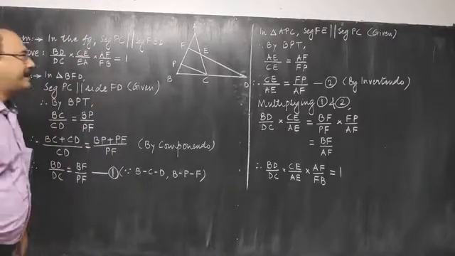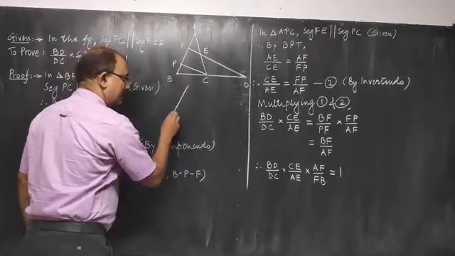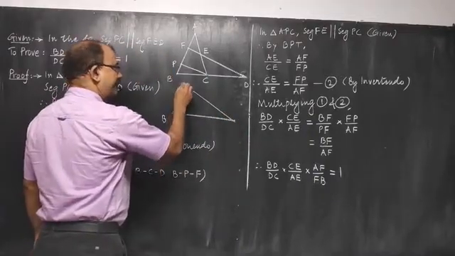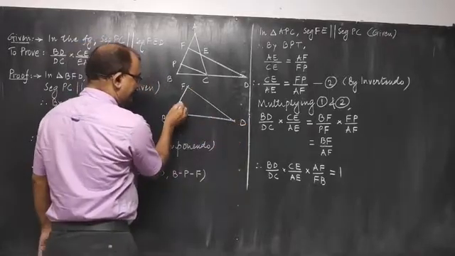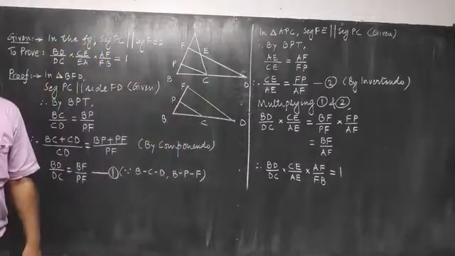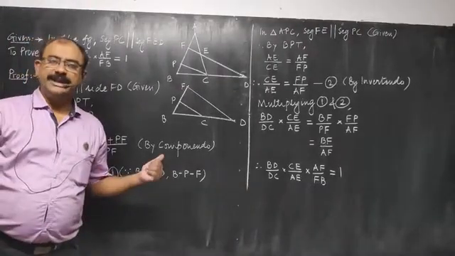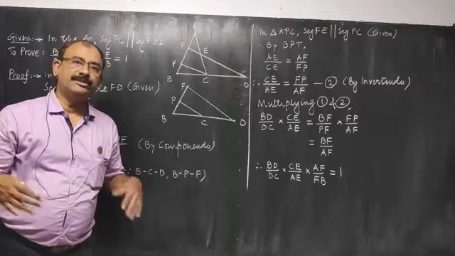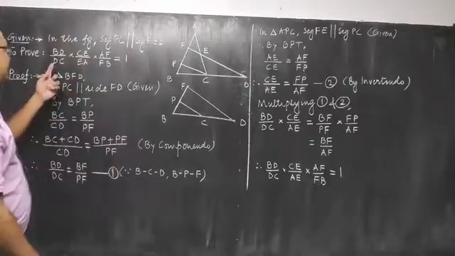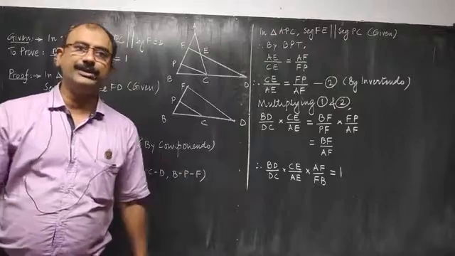In triangle BFD, let us separate the triangle from the original figure. This is B, this is F, this is D, and this segment CP is parallel to FD. So from the original figure I have separated the triangle. In the last many examples, we have been showing that the triangles are similar by the AA test, but here the ratios given in the required result are such that you can directly use BPT.